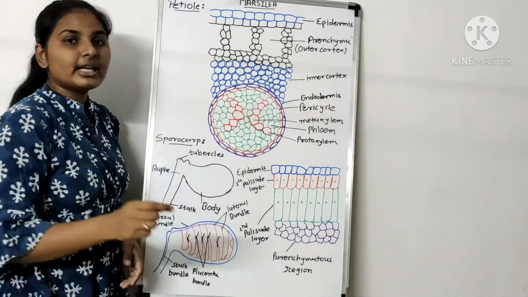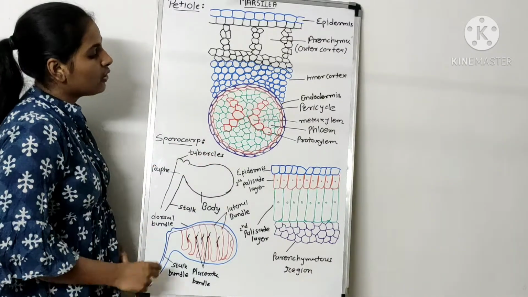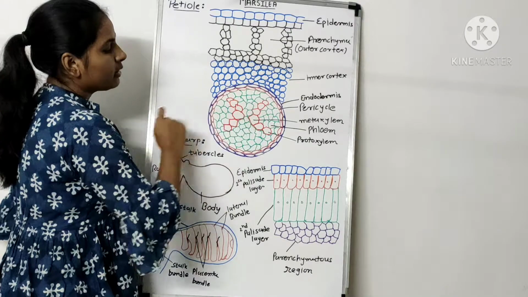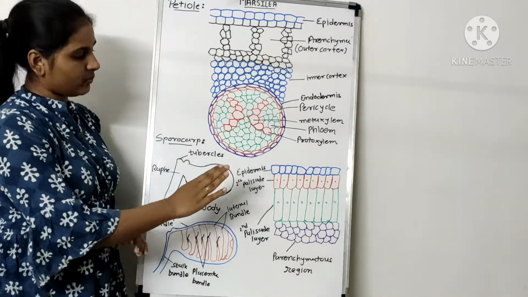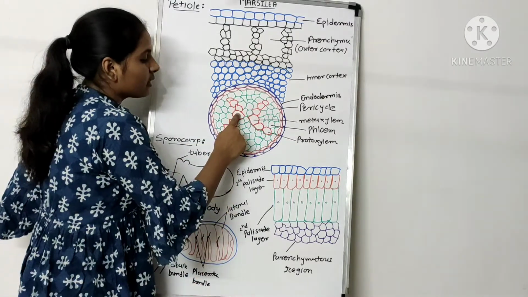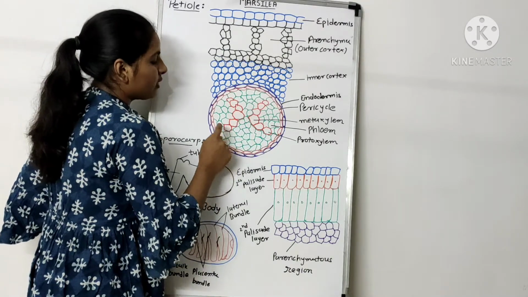Both arcs are separate from each other. You can see these two arcs are not joined at the center or at the terminal. They are separate from each other. In the center there is a big trachea. This is called the metaxylem, and the terminal is the protoxylem.